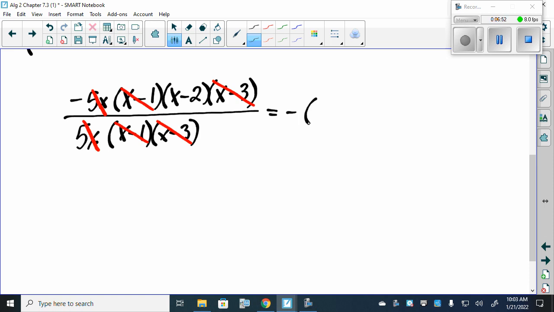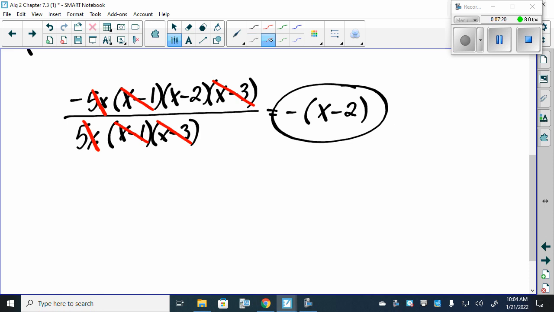And what else? X minus 2. Now, since everything else simplified, the denominator just becomes 1, but we don't write the division of 1. We just leave it as negative, parentheses, x minus 2, close parentheses. And that's it. That's all we have to do for this here.